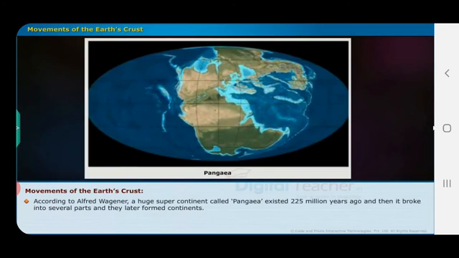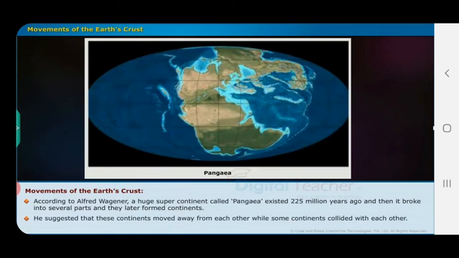According to Alfred Wegener, a huge supercontinent called Pangaea existed 225 million years ago, and then it broke into several parts and they later formed continents. He suggested that these continents moved away from each other while some continents collided with each other.